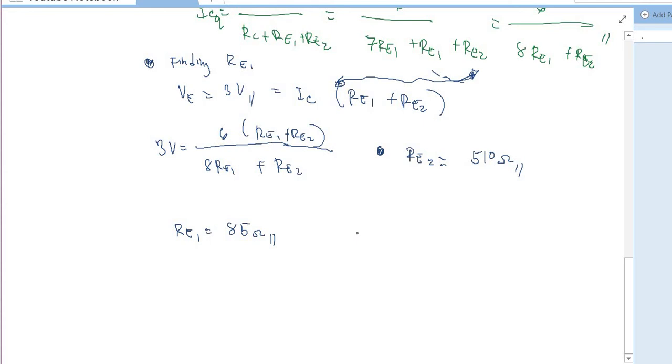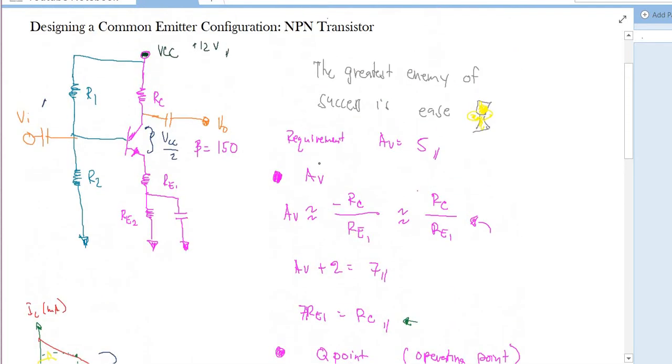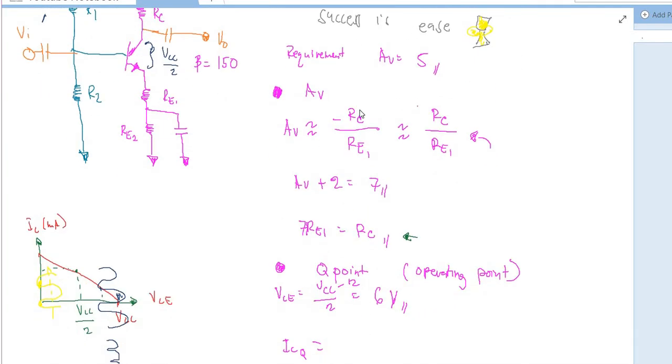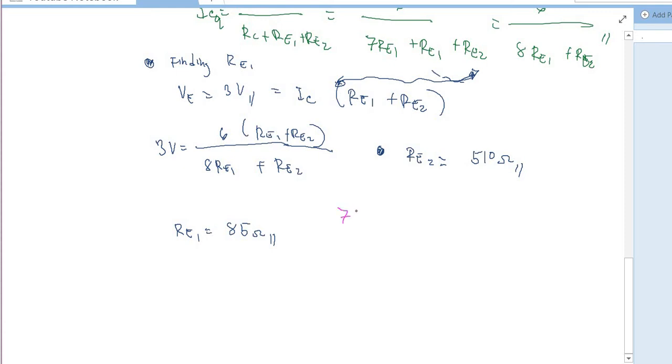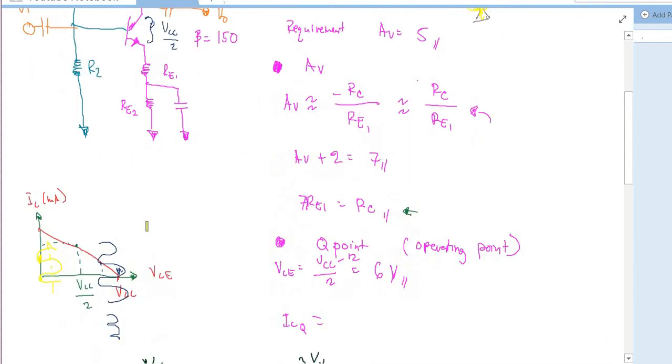Okay, so now remember that we have from the previous equation, 7 RE1 is equals to RC. Plugging the RE1 here would result in the RC equals to 595 ohms. Okay, so we're going to highlight the value here, and then this one. So now we finished this one.